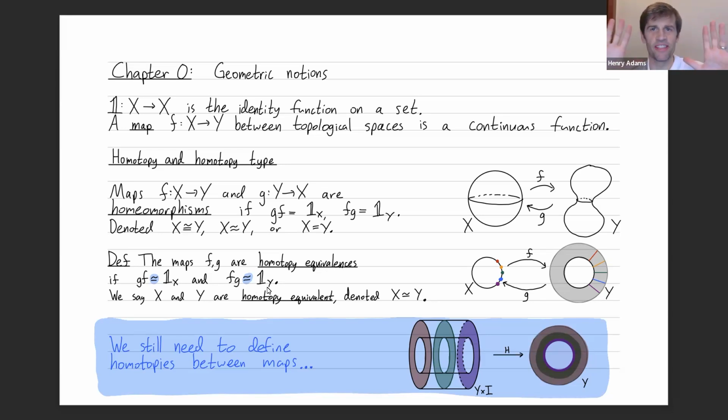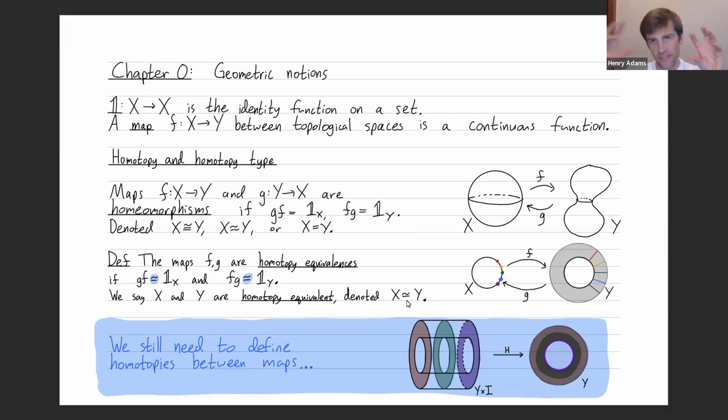So the big disclaimer here is that we first need to define homotopies between maps before I can define homotopy equivalences between spaces. So I'm leaving that yet undone for right now. But if you have two maps f and g, and the composition maps are homotopic to the relevant identity maps, then we say that X and Y are homotopy equivalent spaces, denoted X homotopy equivalent to Y.